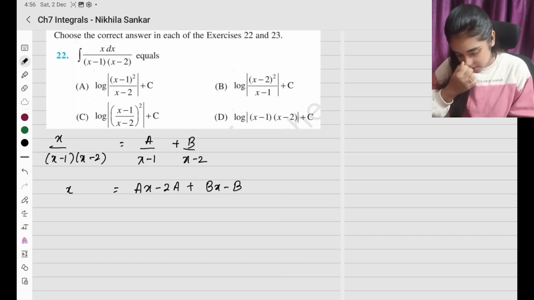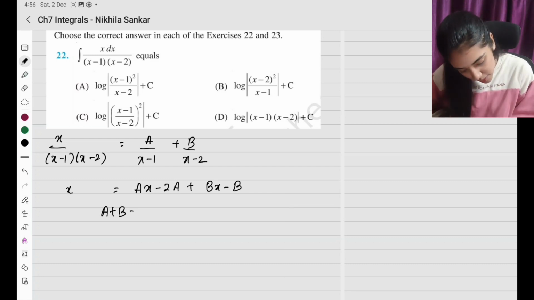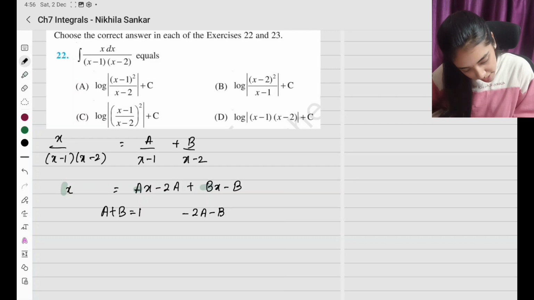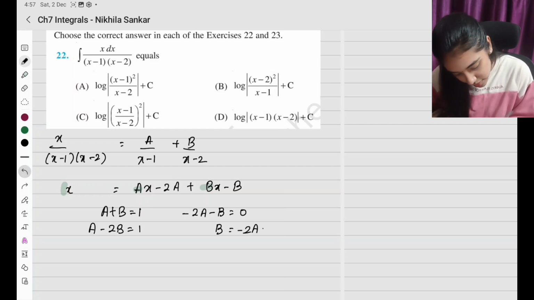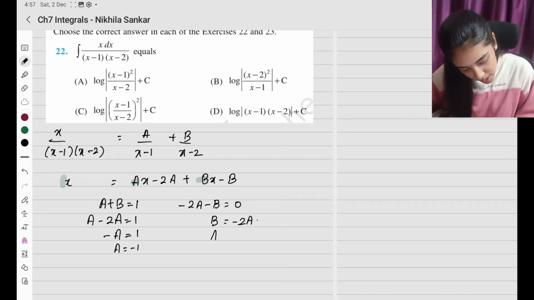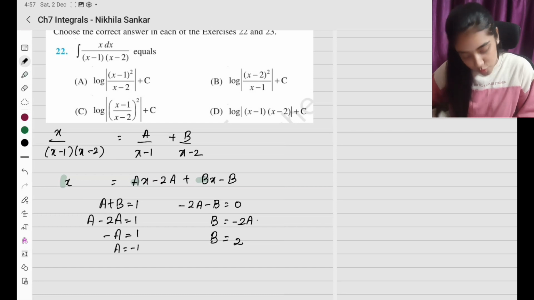Equating the coefficients, so I have a plus b equals 1, for x it is 1. Constant has nothing, so minus 2a minus b equals 0. I have b equals minus 2a. So when I substitute that, a minus 2a equals 1, minus a equals 1, so a equals minus 1. A equals minus 1, b equals minus 2 times minus 1, which is 2. So we found the a, b values.